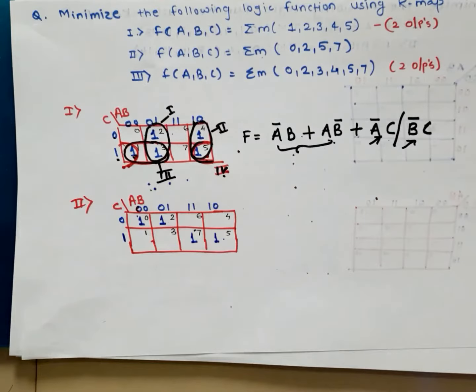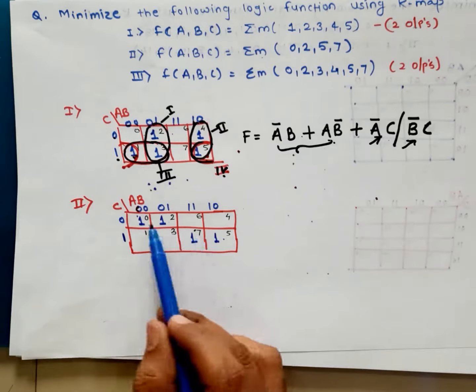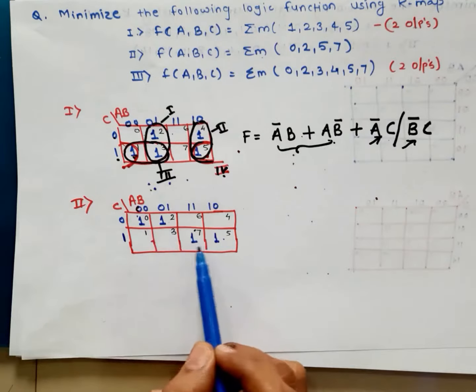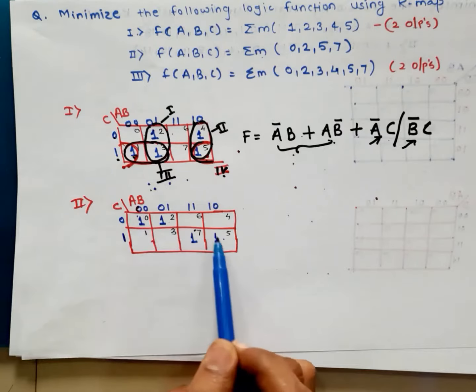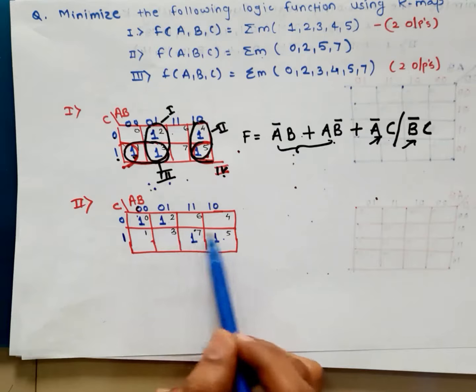Next step is to make a group. In this case, can we make a group of 8 cells? Not possible. A group of 4 cells? See here, out of 8 cells, these 4 cells have high values, but all these 4 cells are not adjacent to each other, so we cannot make a group of 4 cells.